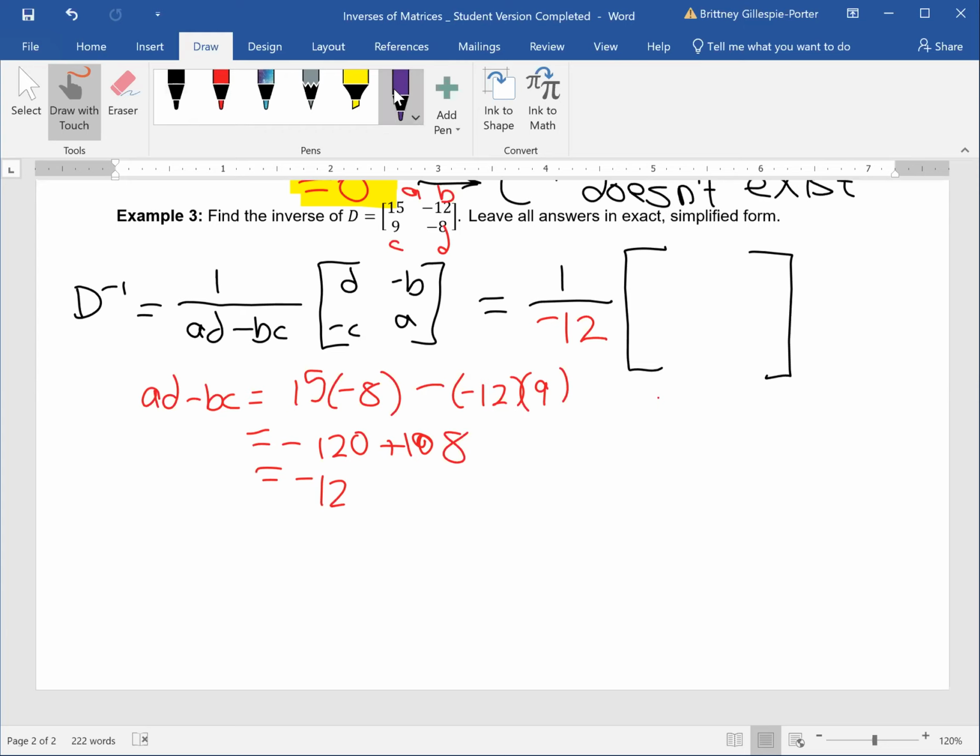Crazy matrix says that A and D flip-flop. So the -8 comes up, the 15 goes down to the bottom right. And then we change the signs on the backswing. +9 becomes -9, and -12 becomes +12. And then remember, we need to multiply by the scalar. So we're going to divide everybody by -12 or multiply by 1/12, however you want to look at it.